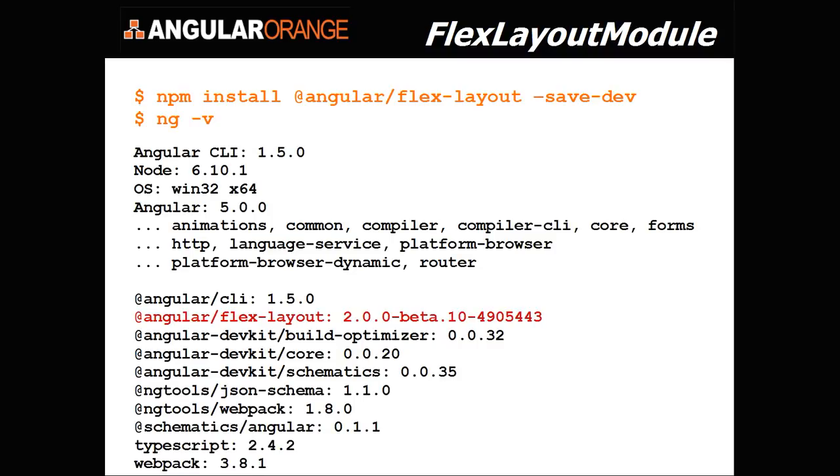Okay, so to install it, you just do an npm install Angular Flex Layout. I think that's a --save-dev. And then if you look at the version of your project, you'll see that you're using the latest and greatest Angular CLI 1.5. You're using the proper node, using Angular 5 with all the modules, and then you'll also notice that the Flex Layout is appearing in your list of modules that you're using. And then also you see your TypeScript version, which is 2.4.